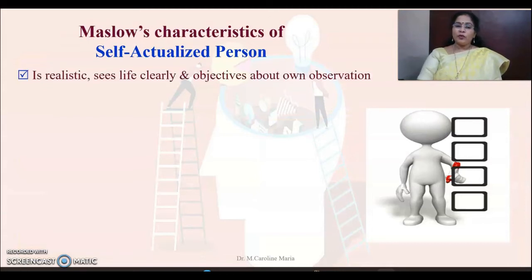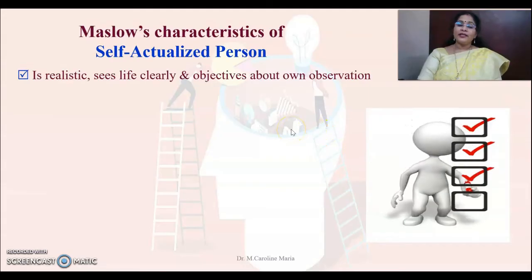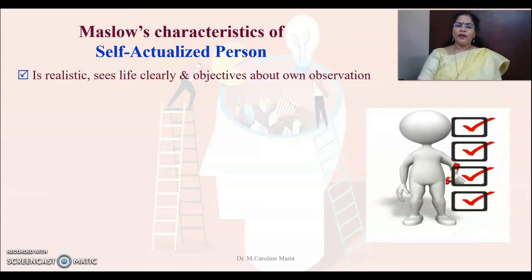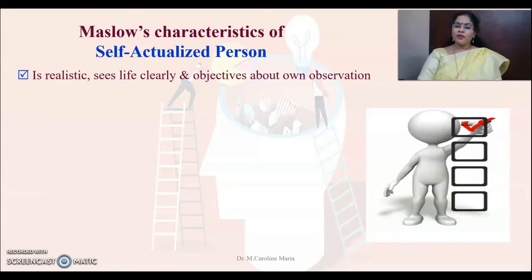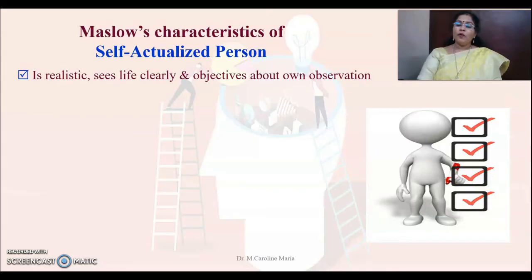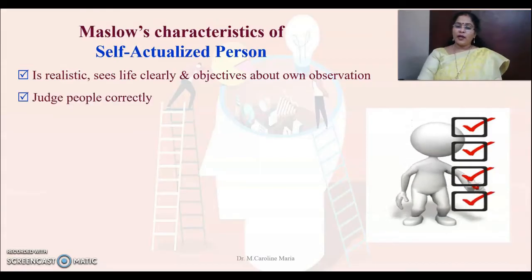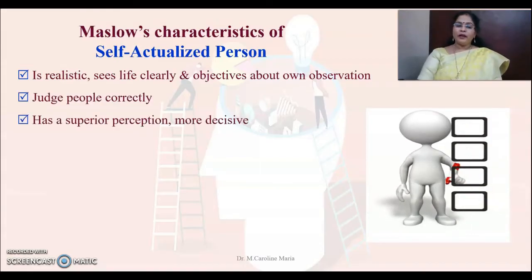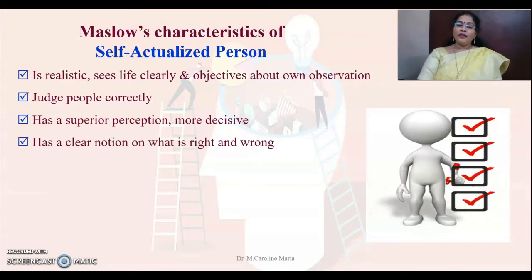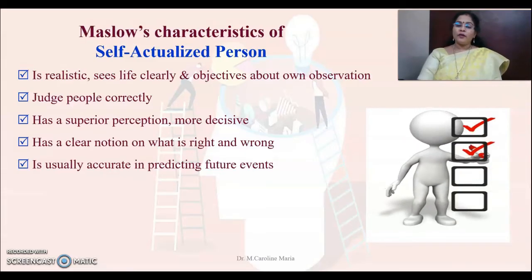According to Abraham Maslow, the self-actualized person will have all these characteristics. Self-actualization is a sort of realistic, and it sees life. Those people will see life very clearly, and they have very good observation of other people. If you take all the sage or saint people, those who are in higher positions, they will have a self-actualized personality. They judge people correctly. They have a superior perception, and they will be very good in decision making. They have a clear notion of what is right and what is wrong, and they usually predict the future accurately.